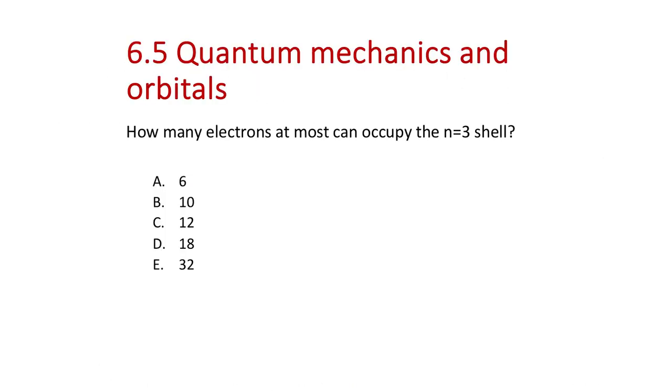Okay, let's look also at a few questions. So this question here: how many electrons at most can occupy the n equals 3 shell? If this was a test question, what we're thinking here is the n equals 3 shell should be comprised of what? The l equals 0, the l equals 1, and the l equals 2 subshells. So the 3s, 3p, and the 3d.